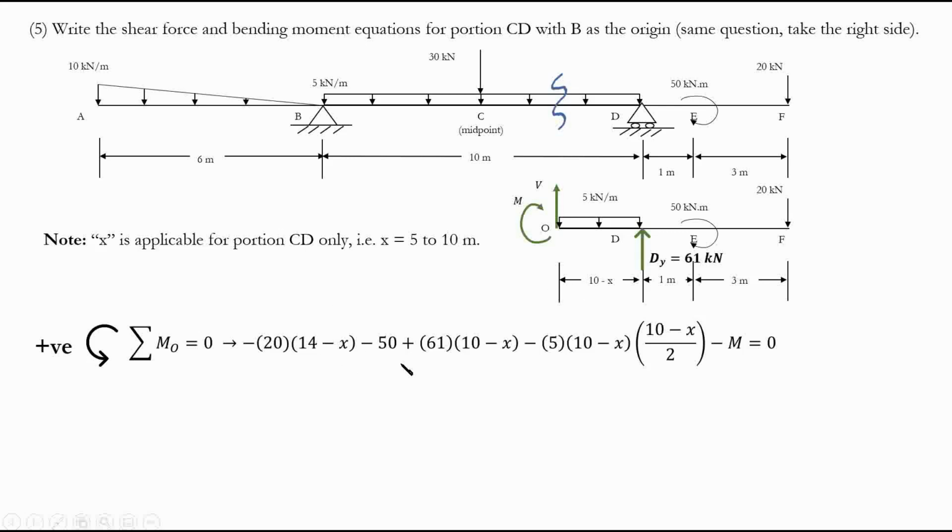Just an example. Let's say, for this 5 kilonewton per meter force, I'm taking a moment about this one. 5 kilonewton times 10 minus X, that's the magnitude. There you go: 5 times 10 minus X, times the lever arm, from here to here, 10 minus X over 2. Negative or positive? Well, it is in this direction, so it's going to be negative. Why? Because it's clockwise. Negative.